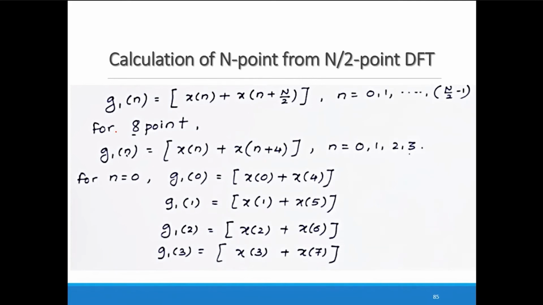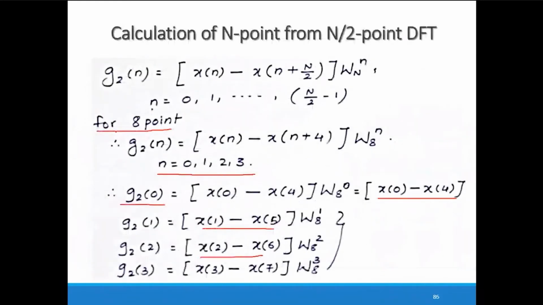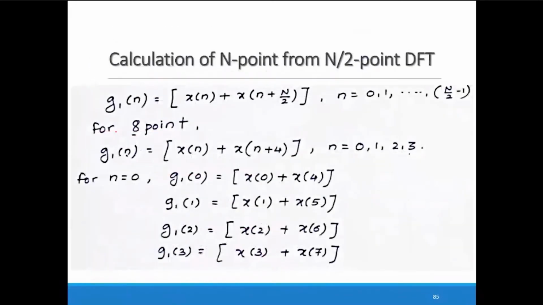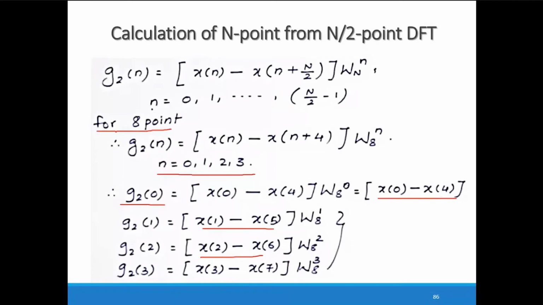Okay, so this one is G1 0. For G1 1, 2, and 3, these are the equations. I hope you have noted that. And for G2 0 to G2 3, these are the equations. Only you have to remember that in the second one, compared to the previous one, here we add x0 plus x4, that is xn plus x of n plus 4 in general. Here it is xn minus x of n plus 4, multiplied with the twiddle factor omega 8 raised to n.